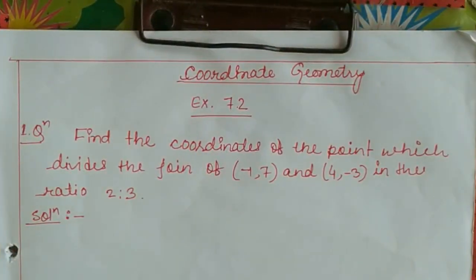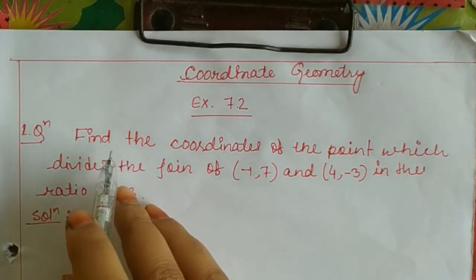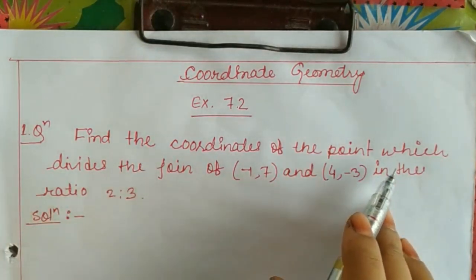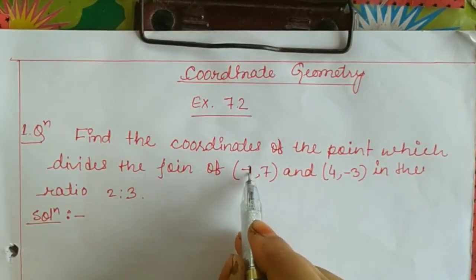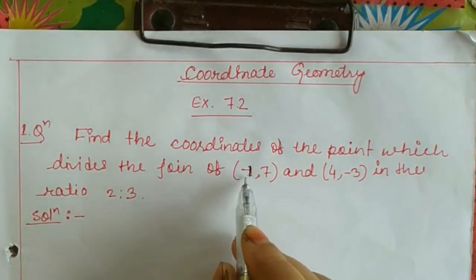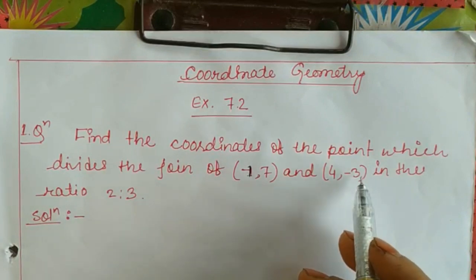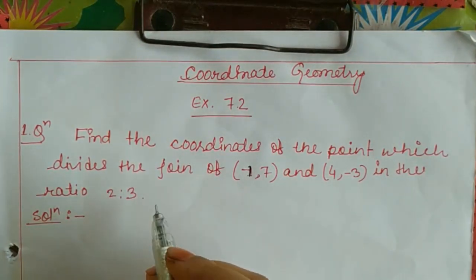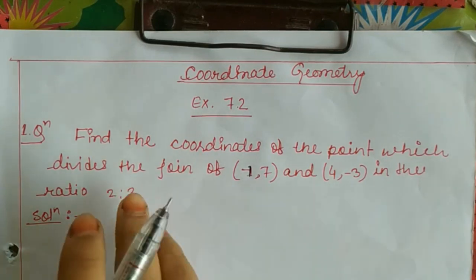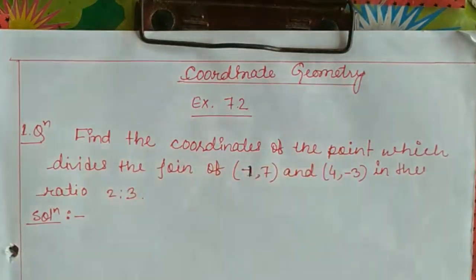Okay, from exercise 7.2, the first question is this one. Find the coordinates of the point which divides the join of the two points, (-1, 7) and (4, -3), in the ratio 2:3. So we have to find the coordinates of the point which divides these 2 points.